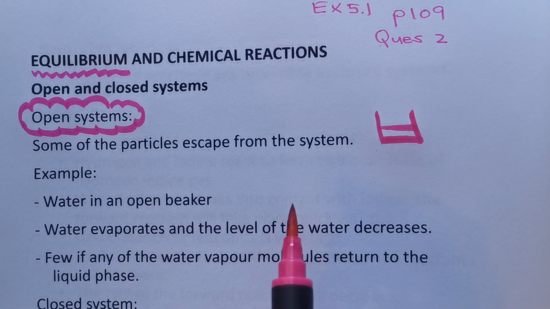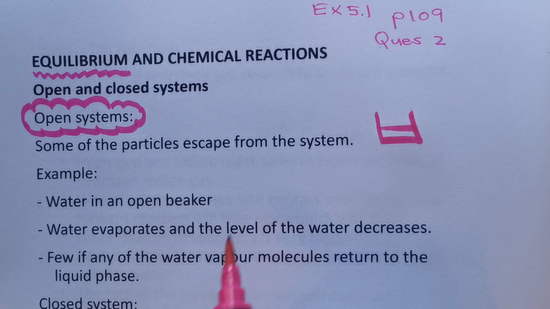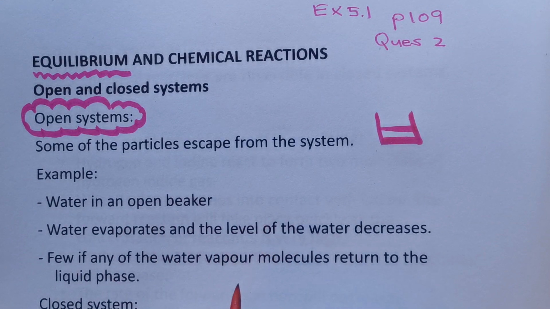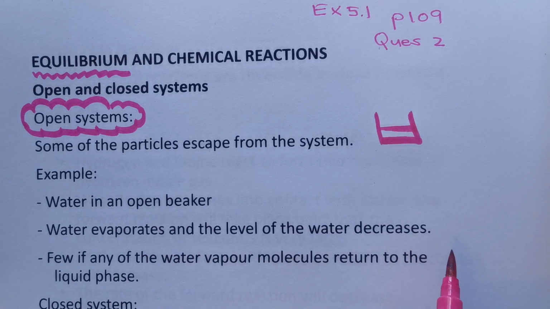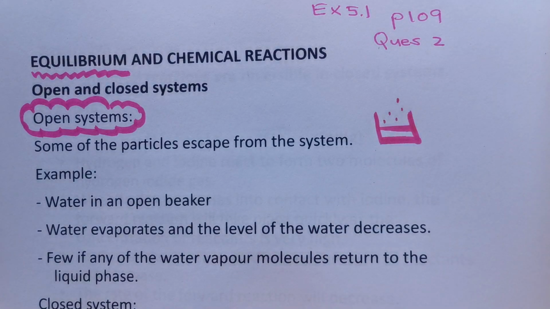I want to use a more realistic example for a moment. Imagine if you had a pot of water on the stove, and you had a heat source going and that water was boiling. If you have the lid off of your pot, that would be considered an open system. What would happen is that the water would evaporate and then the level of the water would decrease. I'm sure you've seen this happen if you're ever making anything on the stove, that the water decreases because of evaporation. Very few, if any, of the vapor molecules return to the actual liquid phase. So once they become gaseous, they leave the container and do not return.